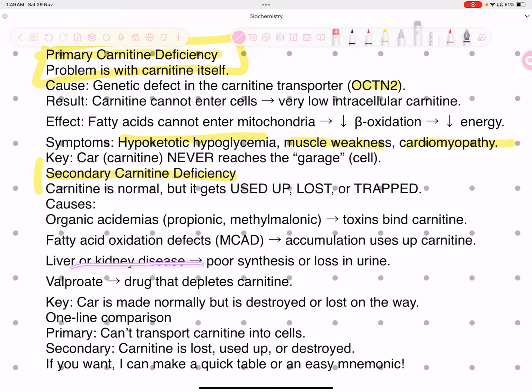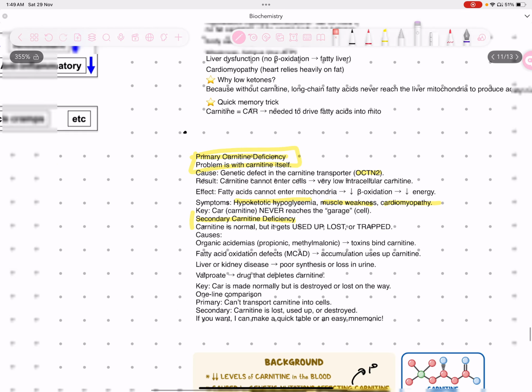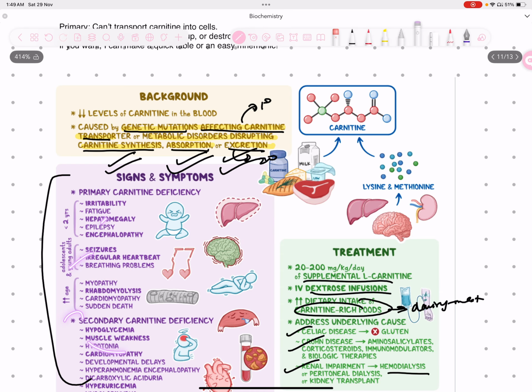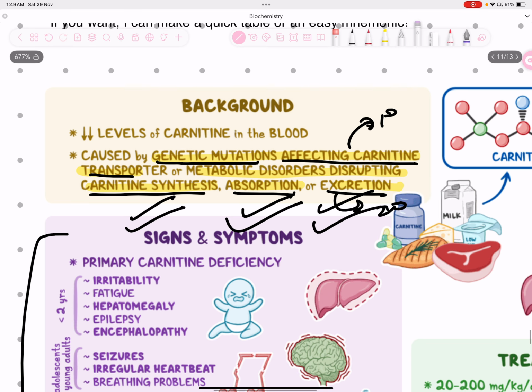And liver or kidney disease, so there'll be no synthesis and there'll be loss. Because of both liver and kidney disease, there'll be poor synthesis, but because of kidney disease there'll be excessive loss in urine. Valproate is the anti-seizure drug that will deplete carnitine. And in this image you can see the signs and symptoms as well, and the difference. This genetic mutation affecting the carnitine transporter is primary. And metabolic disorders disrupting carnitine synthesis are because of liver disease and kidney disease.